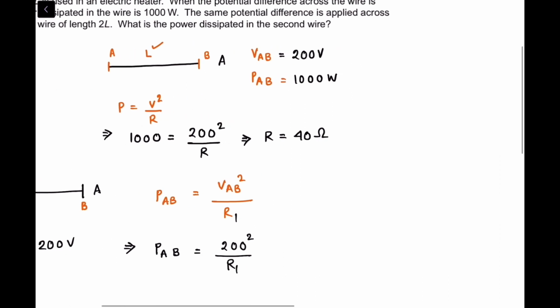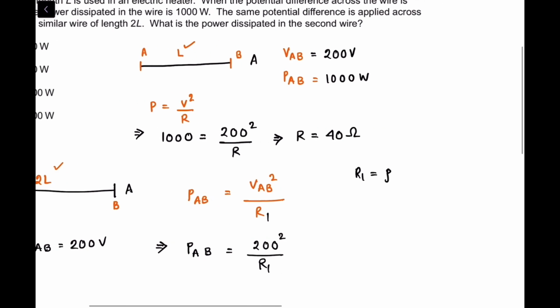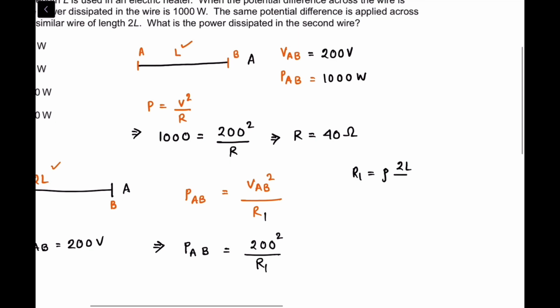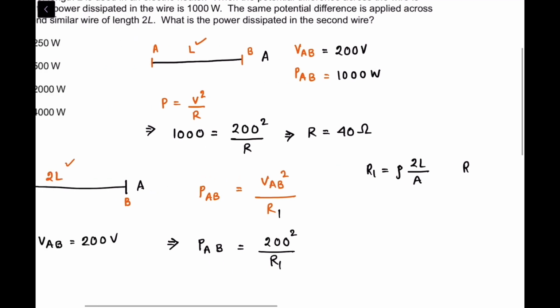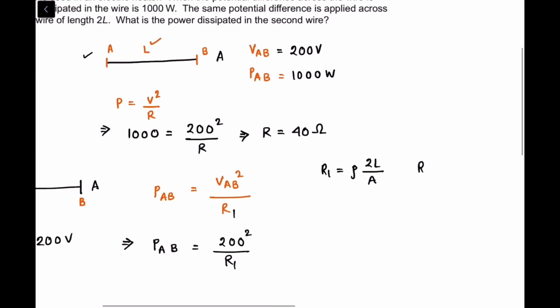So I can write that R1 will be equal to rho into the length of this wire, 2L, by A. And the resistance of the original wire, that is R, is rho into the length of the wire, L by A. Now the cross-sectional area of the two wires will be similar. Why?